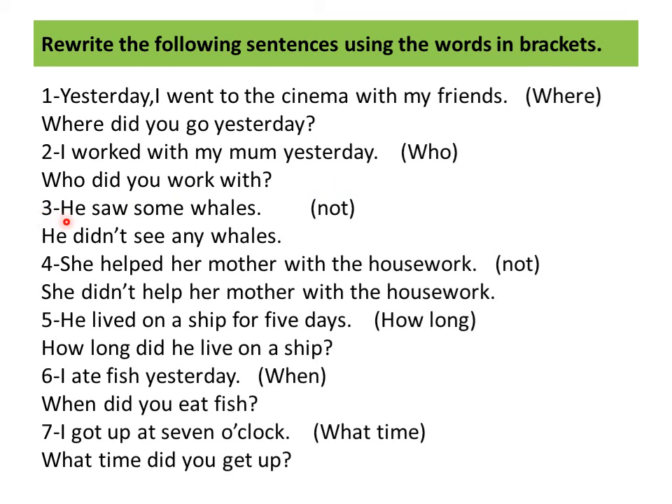Number 3, he saw some whales, but not in the sentence. So he didn't see any whales. So change saw to see because we have didn't. And some, we change it to any. Number 4, she helped her mother with the housework. Use not. She didn't help her mother with the housework.